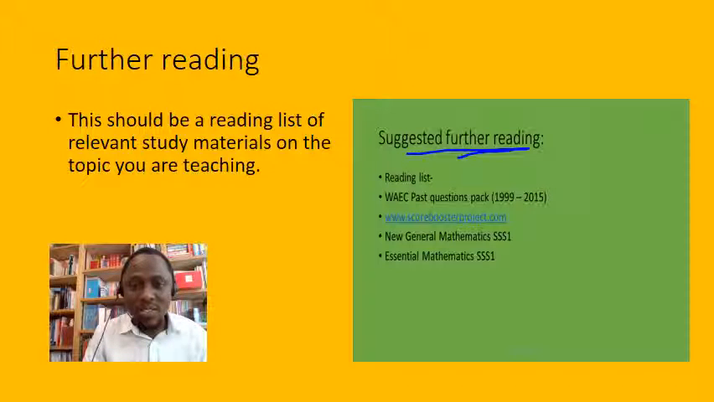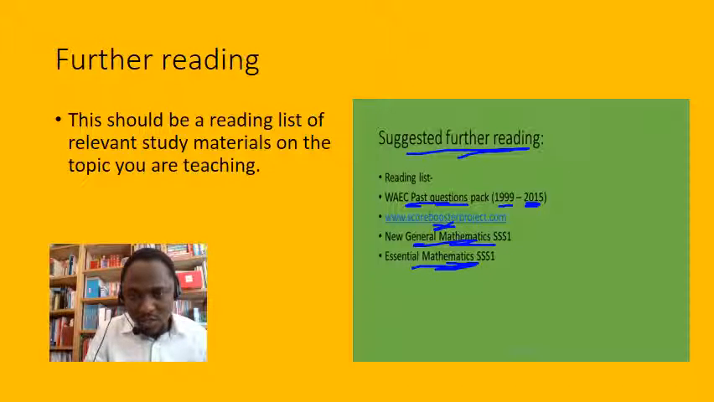So it might be a relevant website, like I've put the Score Booster website here. It could be past question books that are relevant to the particular topic or subject you're treating. In this instance, I've put WAEC past question books. So maybe you have particular years in mind. I've put 1999 to 2015, for instance. Yours might be 1972 to 1980. It depends. And then I've put New General Mathematics for Senior Secondary School 1. I've put Essential Mathematics for Senior Secondary School 1, for instance, or what have you, as the case may be.